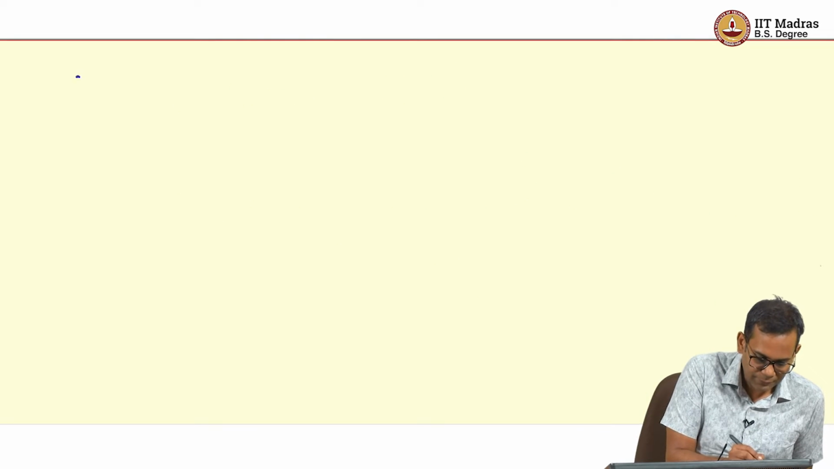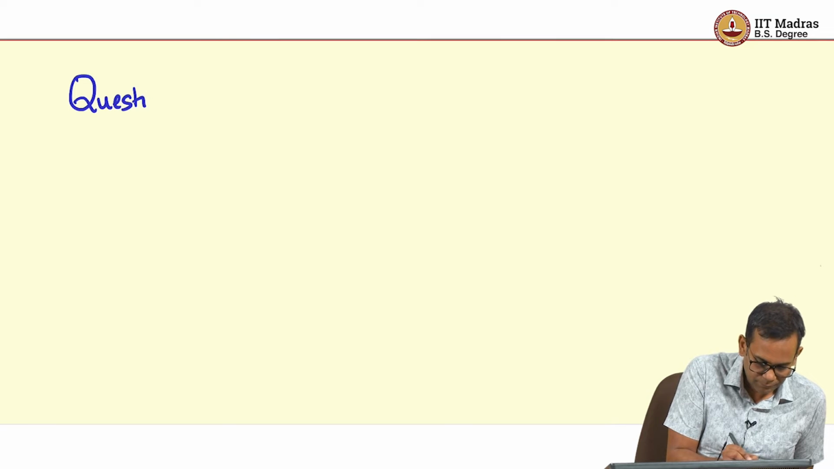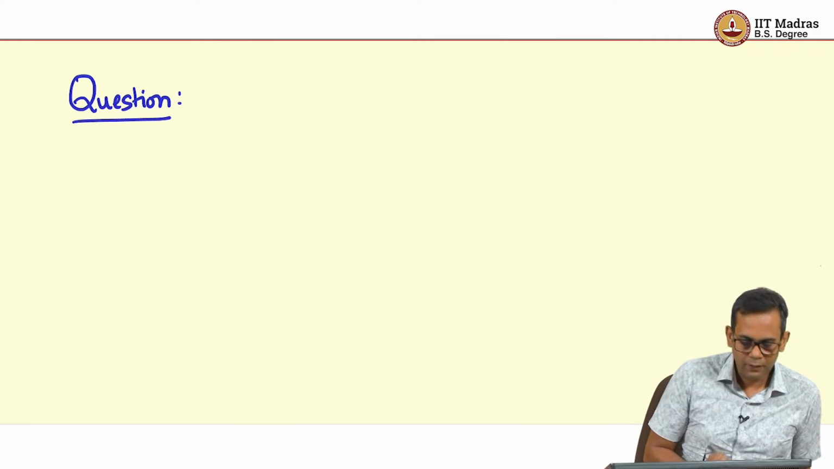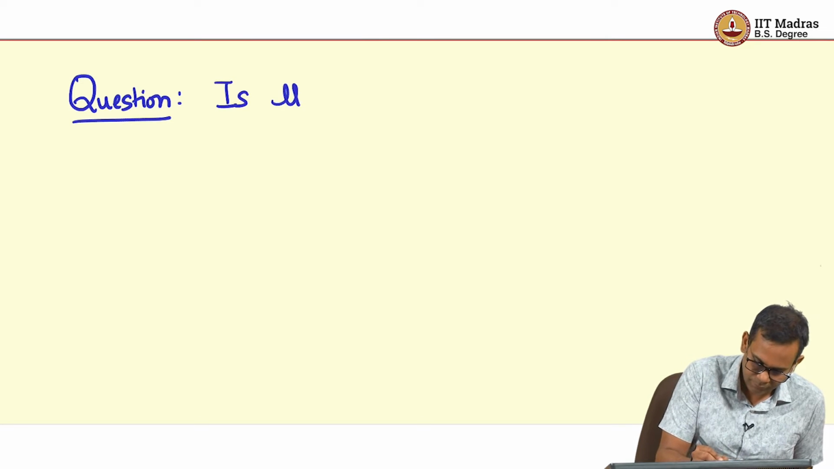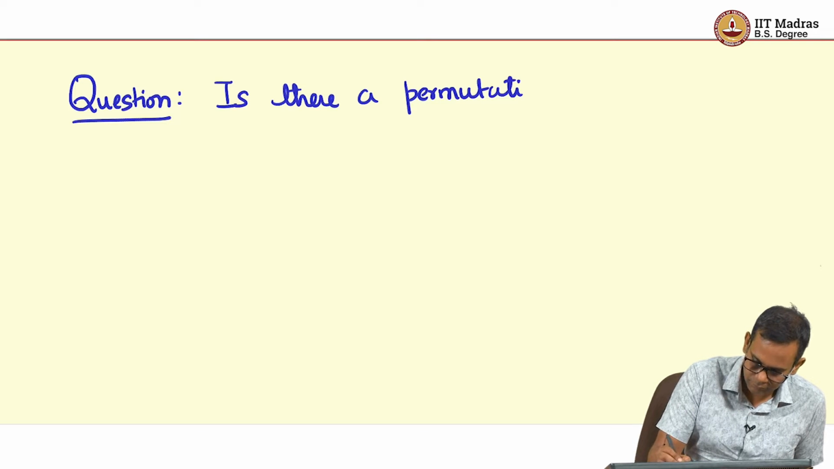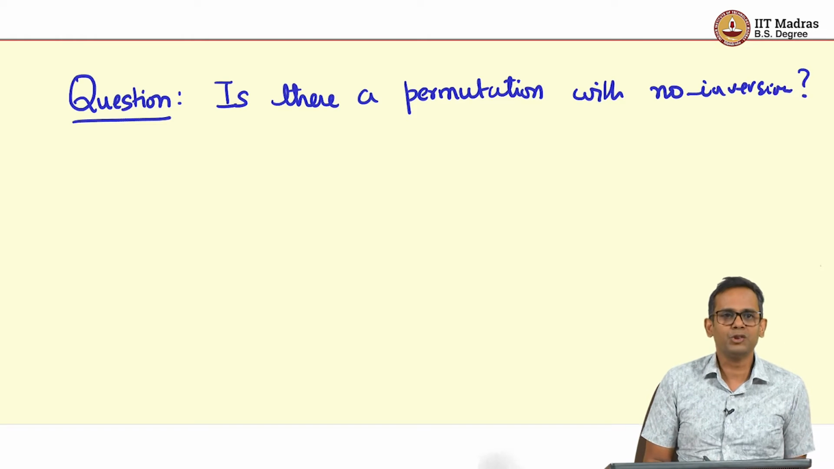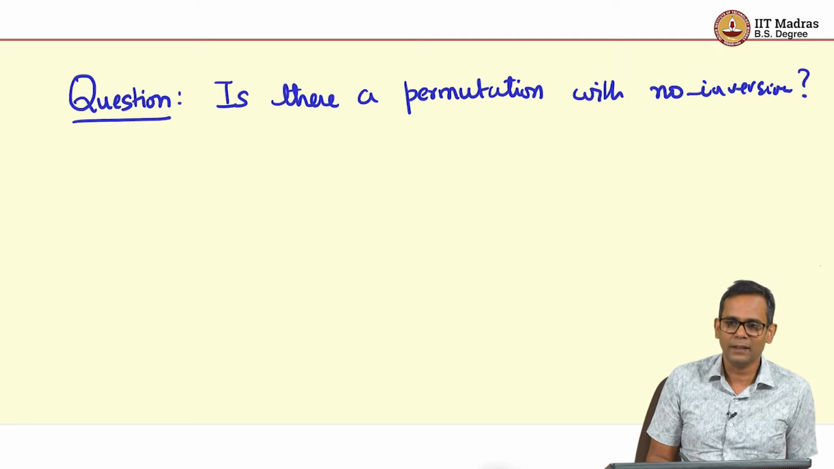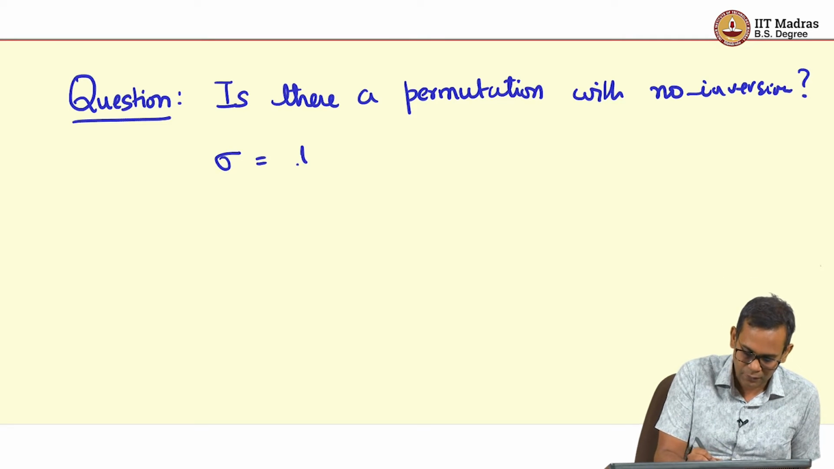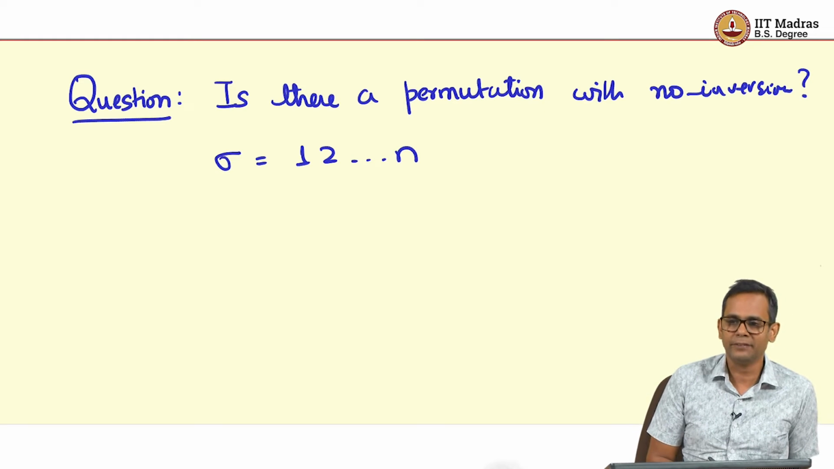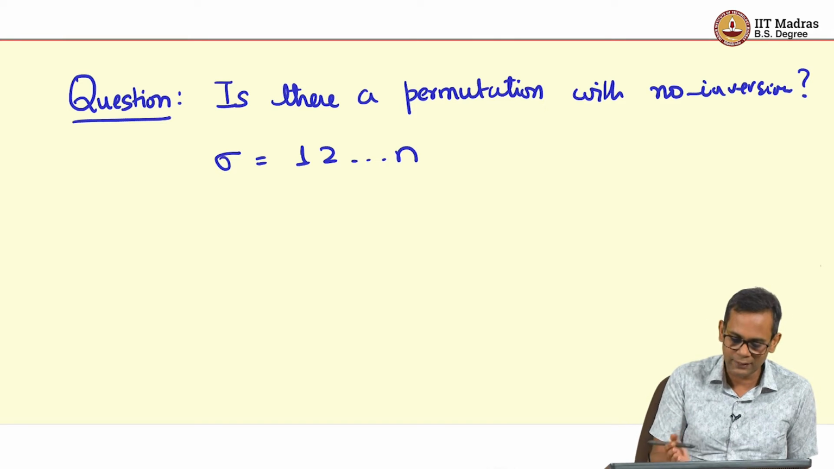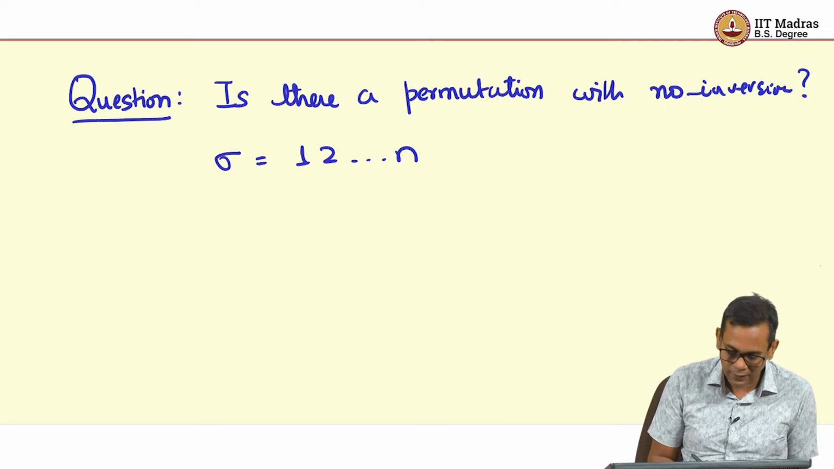Okay, so here is a question. Is there a permutation with no inversions? I am sure most of you have guessed that there is at least one. You just take sigma to be 1 up to n written in increasing order. This has no inversions, because everything that is smaller appears to the left of everything that is larger.